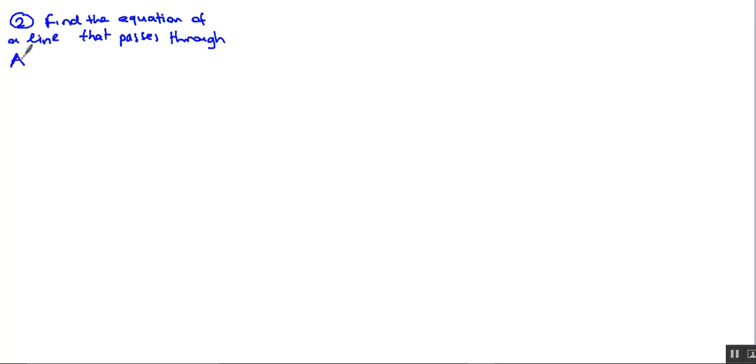What about number 2? Let's look at this example. This time we change the question. We reverse the process. Find the equation of a graph. Find the equation of a line that passes through 2 points. What are these 2 points? x1, y1 and x2, y2.